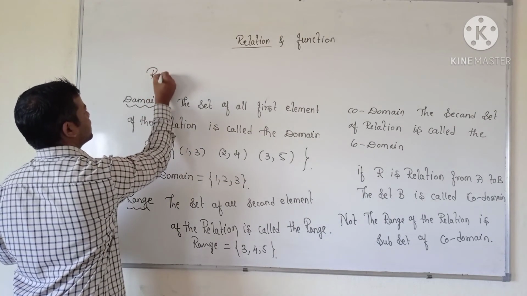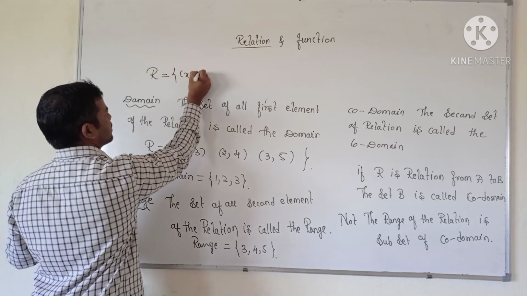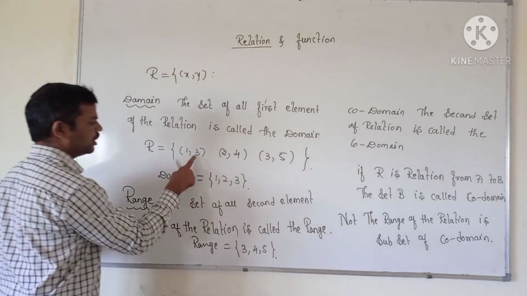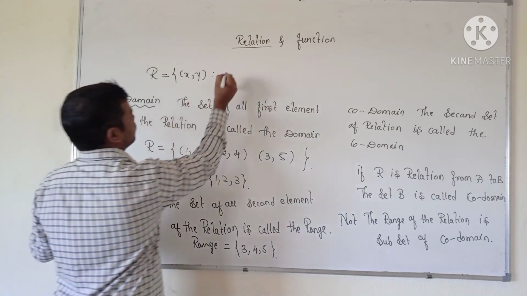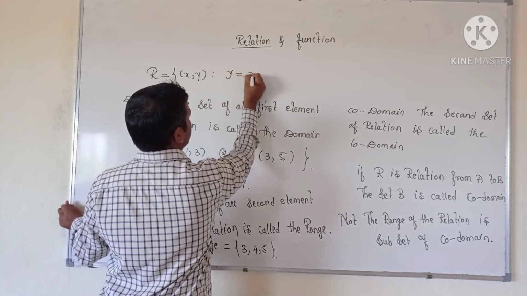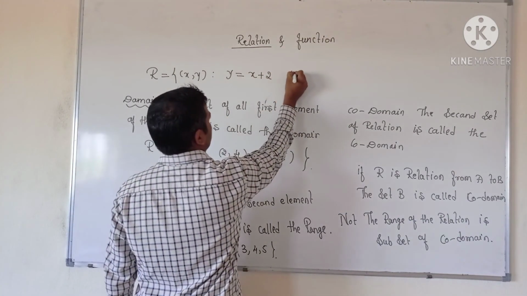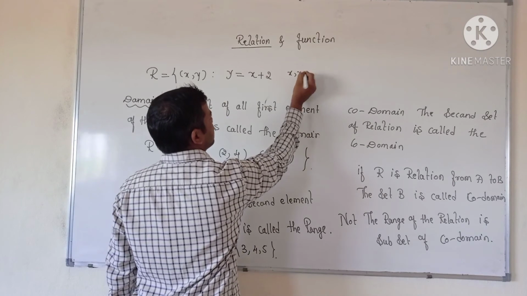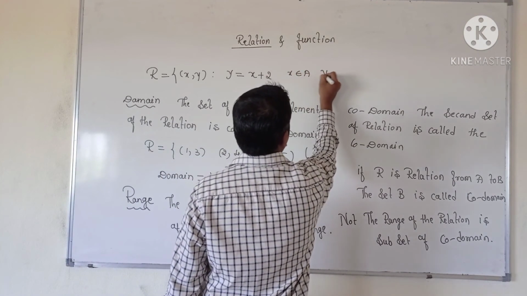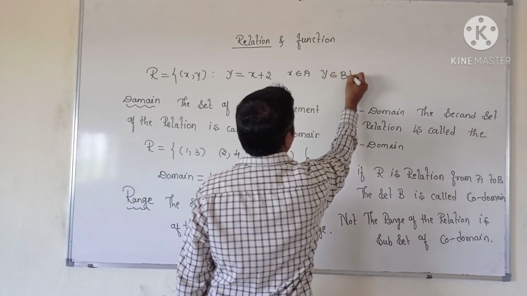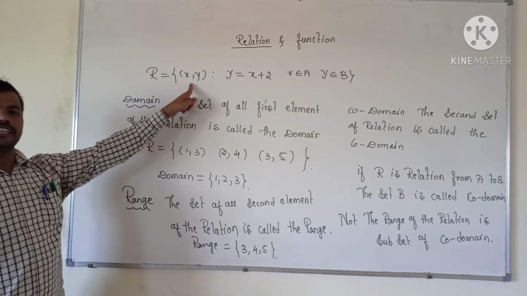Shall I write this same relation in set builder form? So x comma y, such that the second element is obtained by adding 2 to the first element. So y is equal to x plus 2, where x belongs to set A and y belongs to set B. So this is what we call the set builder method.